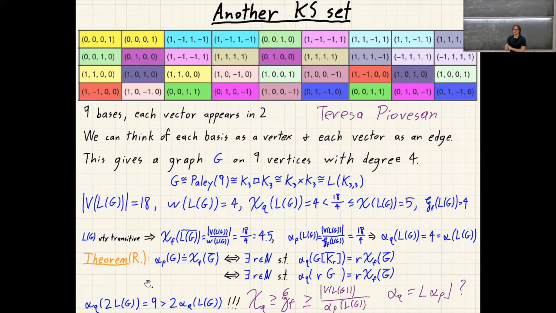So then this trivial bound on the chromatic number, which is the number of vertices over the independence number: if you consider the quantum analog of this, I would take 18 over 4 for this graph. That gives me 4.5, but the quantum chromatic number is smaller than that. So the quantum chromatic number and quantum independence number don't obey this kind of trivial inequality. But if you replace alpha q with alpha p in that inequality, then it does hold.